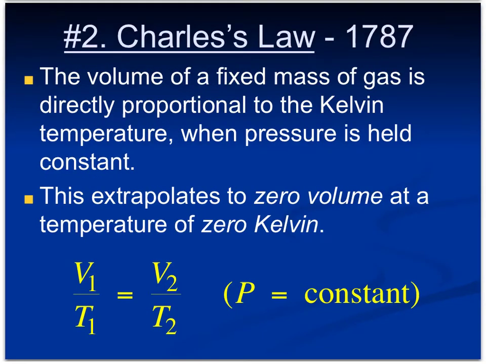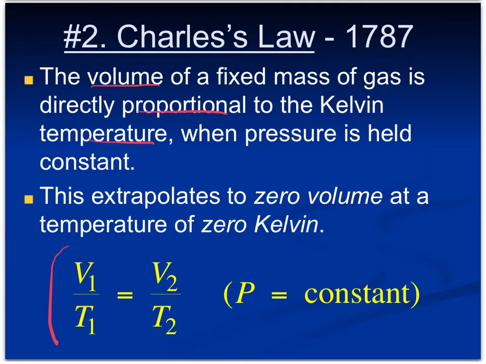So let's go ahead and look at this Charles' law. It says the volume of a fixed mass of gas is directly proportional to the Kelvin temperature. So we're talking about volume being directly proportional to temperature when the pressure is held constant. And so that's how we're getting this equation down here: V1 divided by T1 is equal to V2 divided by T2. And again, V stands for volume, T for temperature.